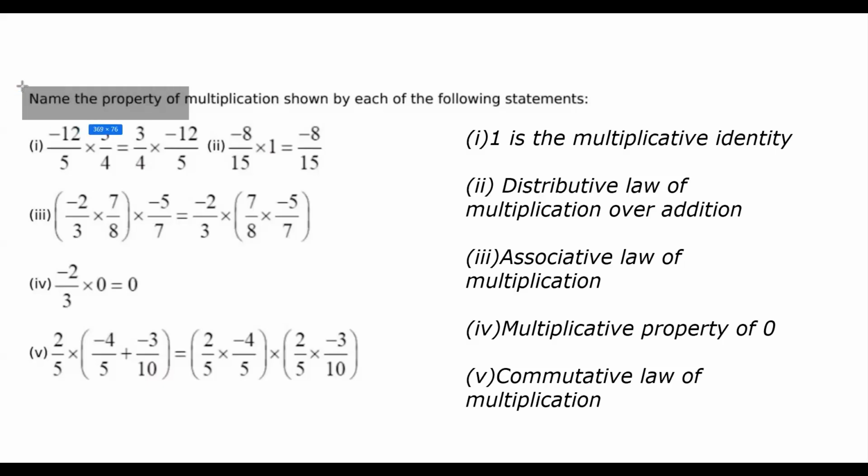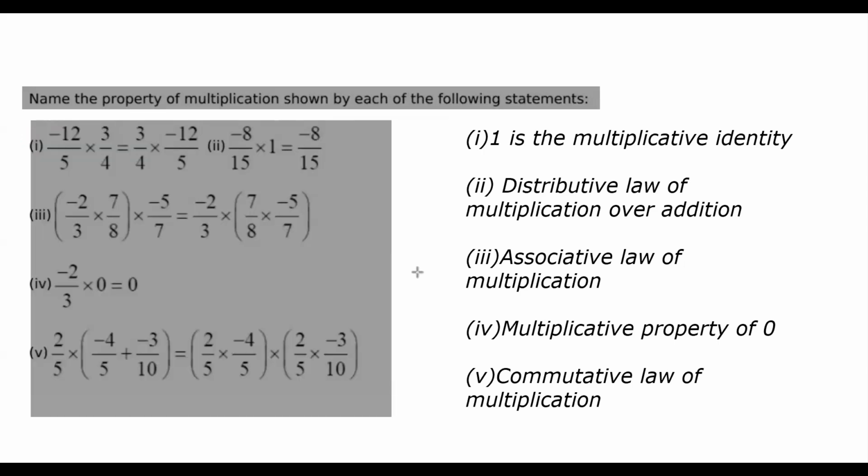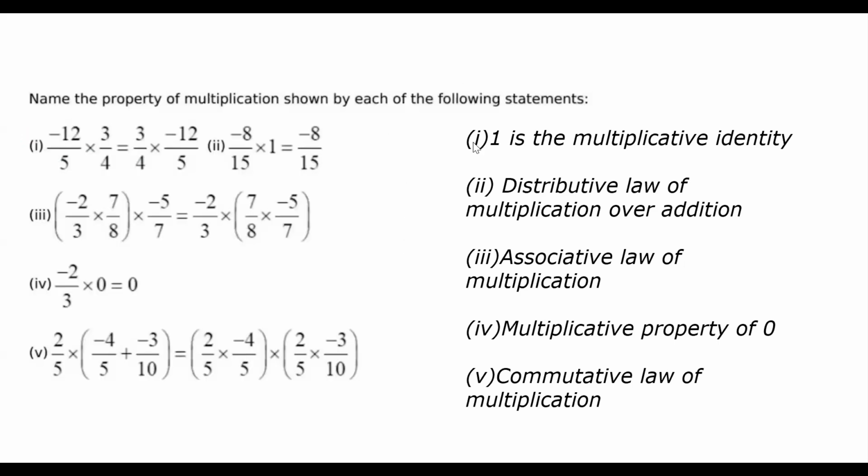Now, in the next question, we have to name the property of multiplication shown in the following. I have taken the correct answers in random order. The first one is negative 12 over 5 multiplied by 3 over 4, which is the same as 3 over 4 multiplied by negative 12 over 5. What you can see is that this is just a rearrangement, a change in the order, right?